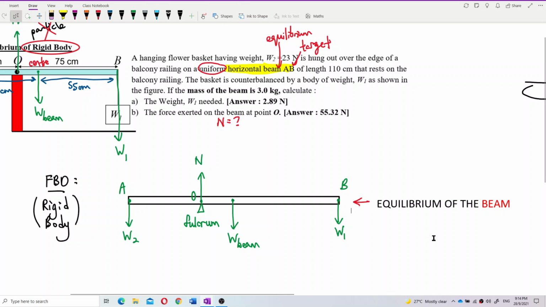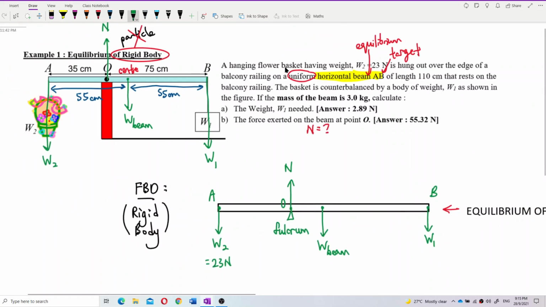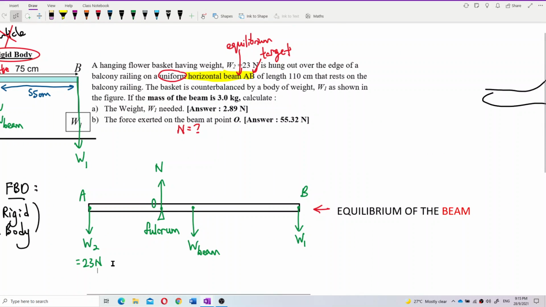Let me write down. Okay, I already wrote it down here. All right, so we are actually just talking about the equilibrium of the beam. It's just the beam, our focus. Okay, now write down the values. Over here, what we have is W2, the 23 Newton. Okay, write it down, it is useful. This is 23 Newton. And what else? The W1, how big is it? We don't know. We need to find this one.